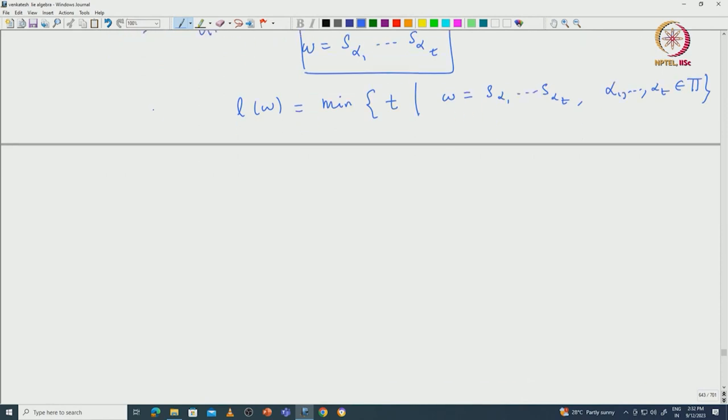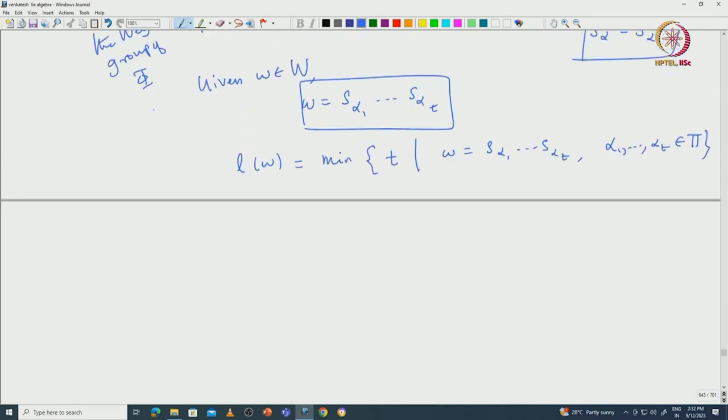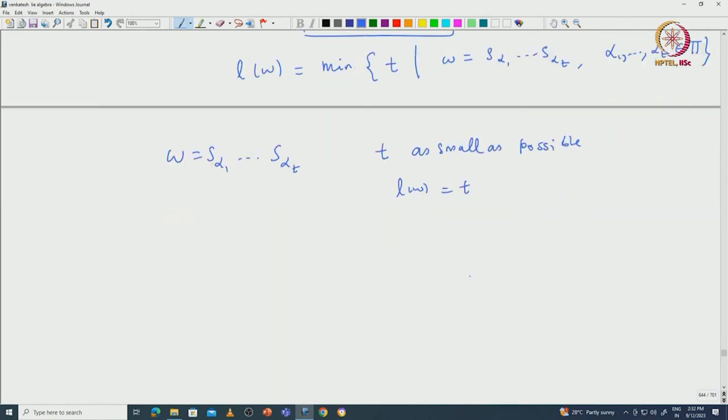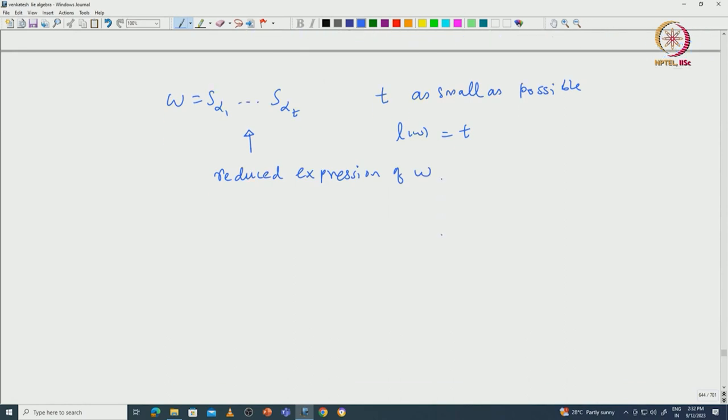But before that, let us fix some notation and terminology. In case we write w as s_alpha1 etcetera s_alphat, and t is as small as possible, then we define the length of w to be this t. That is the definition of t. Then this kind of expression we call a reduced expression of w. Of course, the reduced expression is not unique. There could be various reduced expressions for elements of capital W.